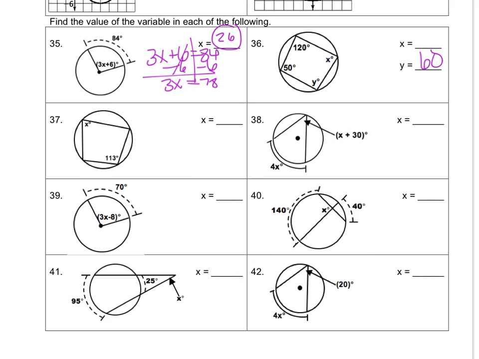Same thing with the x's. Opposite angles are supplementary. So this right here, those are opposite angles. If this is 50, your other angle is 130. They have to add to equal 180.